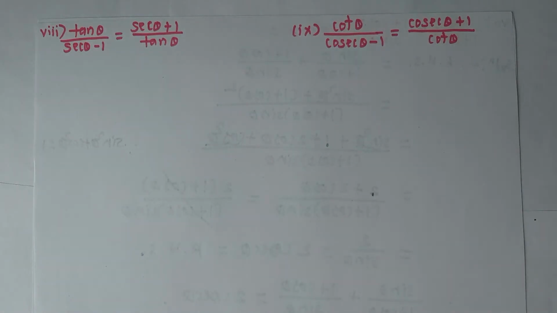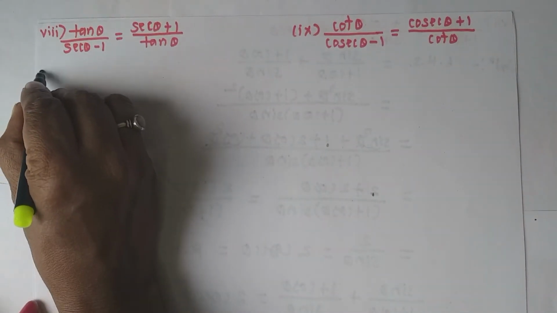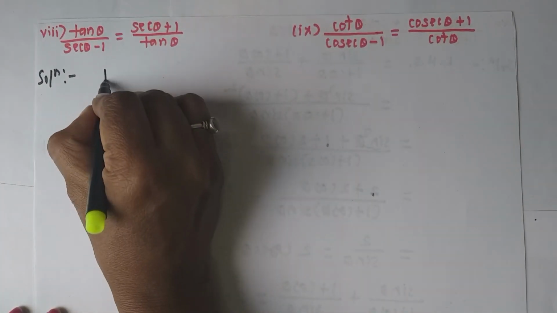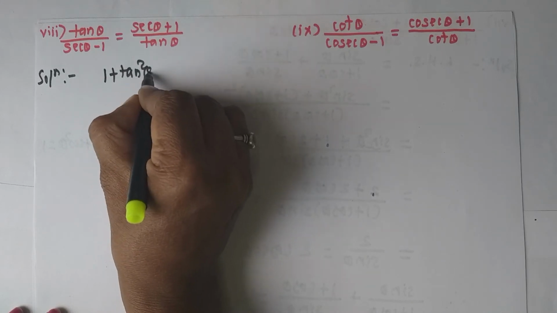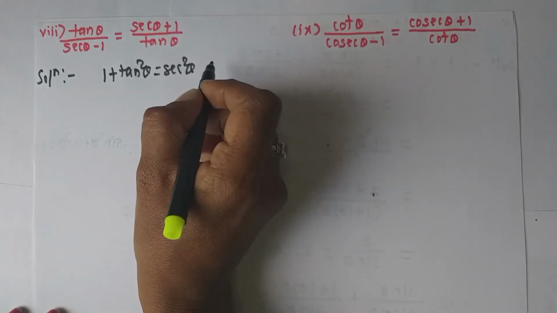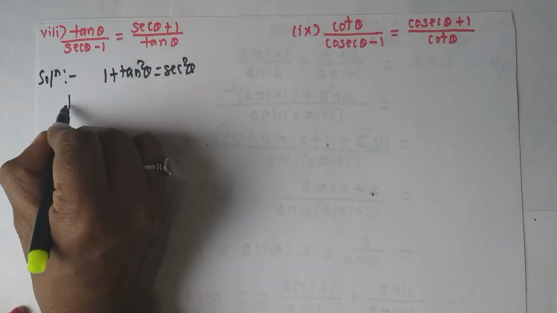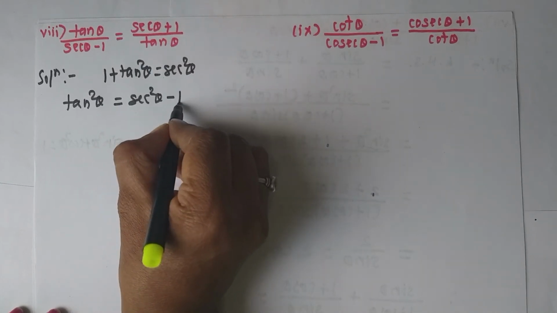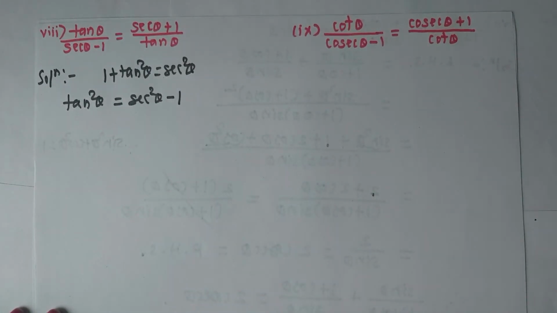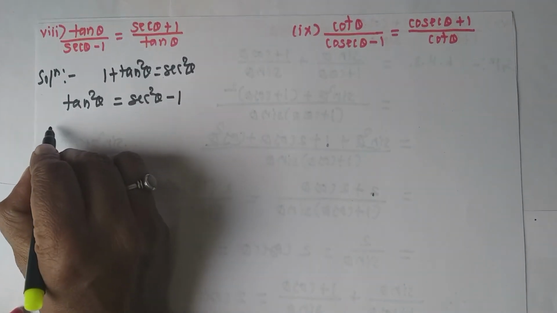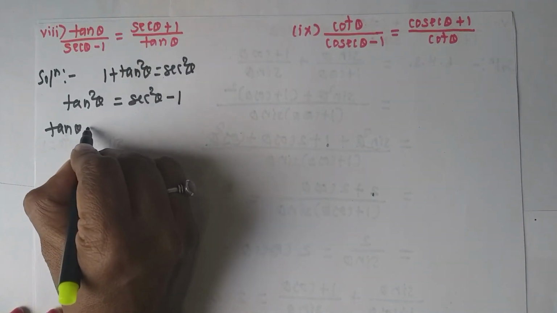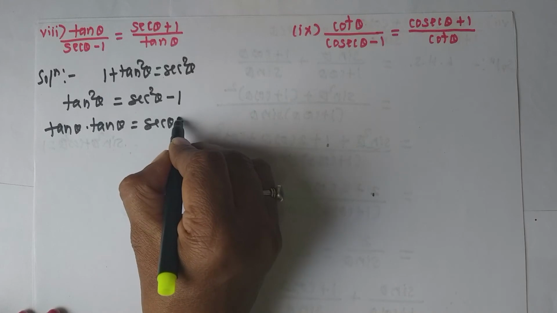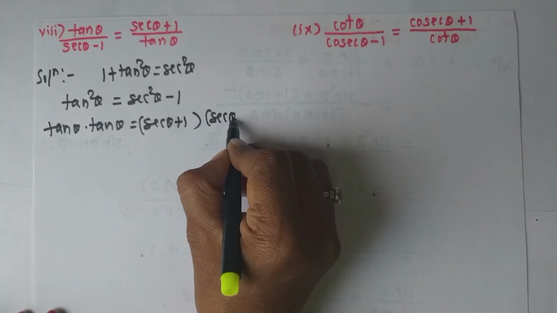To prove such type of problems, we will use an identity in the solution. Which identity contains tan and sec? The second identity, that is 1 plus tan square theta is equal to sec square theta. Now from this identity, I keep tan square theta on one side and transfer the 1 to the right hand side. Now this becomes tan square theta is equal to sec square theta minus 1. Now I can write tan square theta as tan theta into tan theta, and factorize this. This is nothing but sec theta plus 1 and sec theta minus 1.